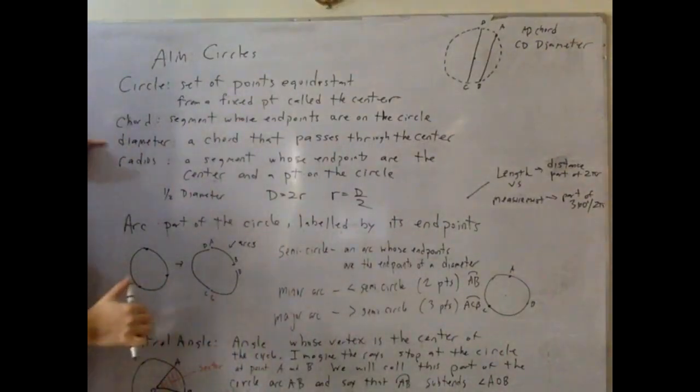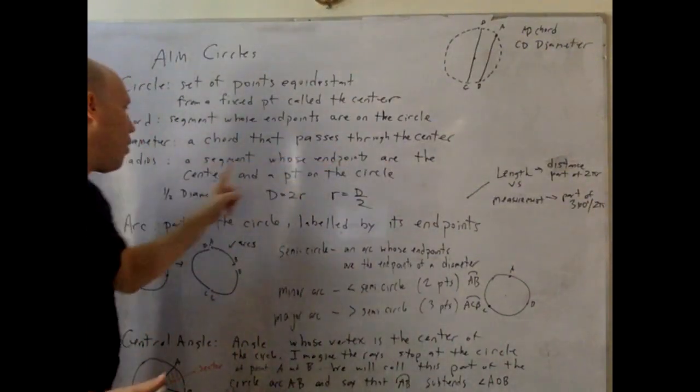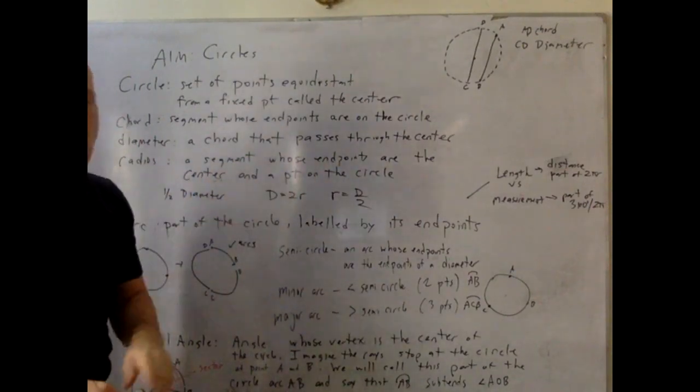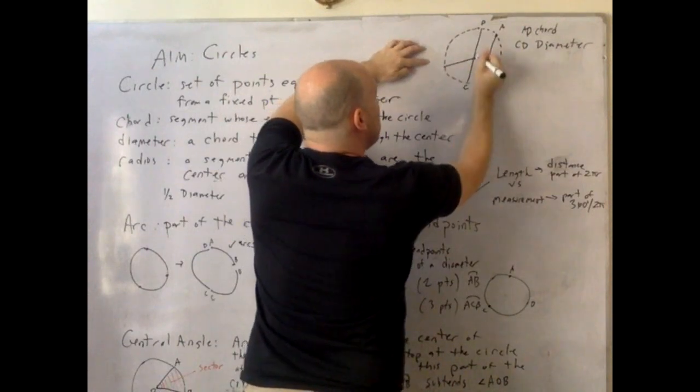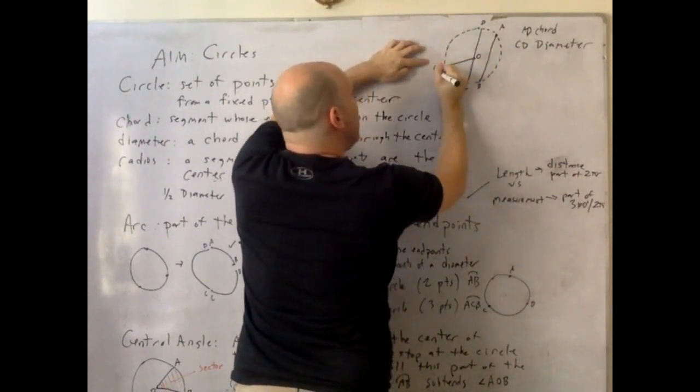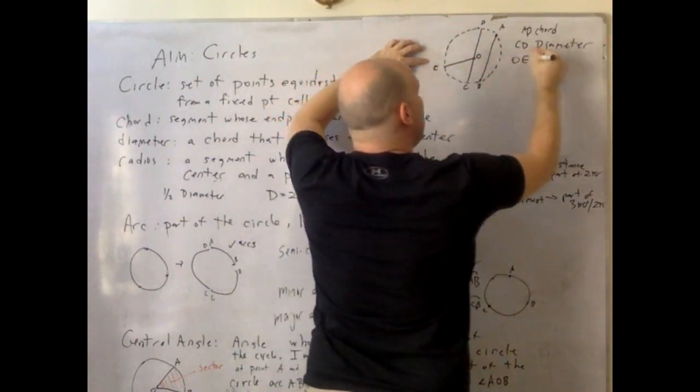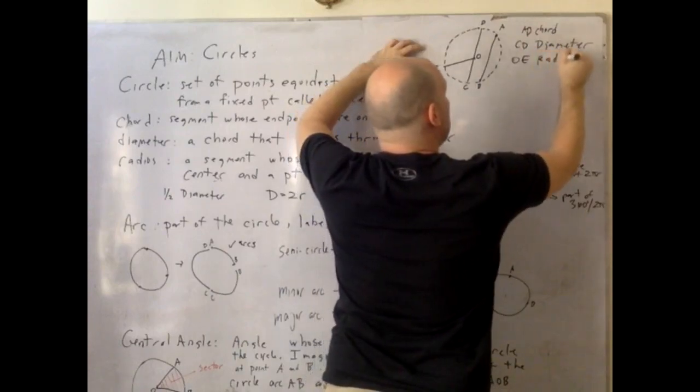Next definition, radius. A radius is a segment whose endpoints are the center and a point on the circle. So this is a radius. So let's call this O and let's call this E. So OE is a radius.